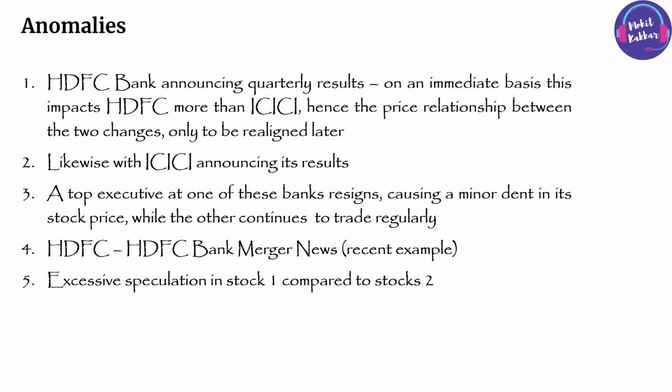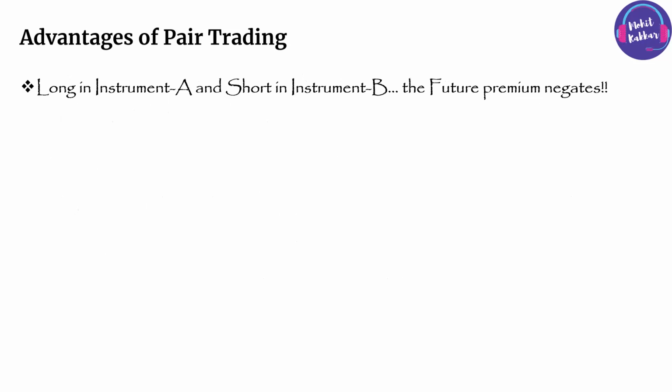There is excessive speculation in one stock as compared to the second stock, with mutual funds buying, DIIs pumping money into one of these, and FIIs as well. So how can we, as traders, take advantage of these anomalies? We'll learn about this. In pair trading, what we do is go long in one instrument and go short in the other. So let's say you go long in HDFC Bank, then you have to go short in ICICI Bank. Which one to go long and which one to go short, I will come to that later on.